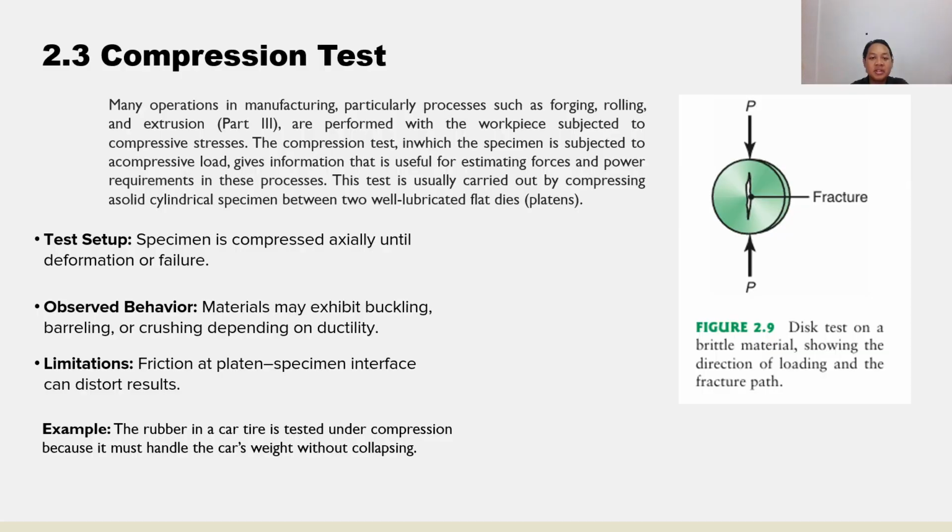This test is usually carried out by compressing a solid cylindrical specimen between two well-lubricated flat discs. The test principle is that the specimen is compressed axially until deformation or failure. The observed behavior is that materials may exhibit buckling, barreling, or crushing depending on ductility. And the limitation is that friction at the platen or specimen interface can distort results.